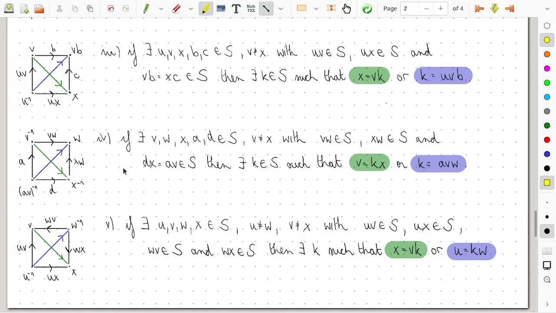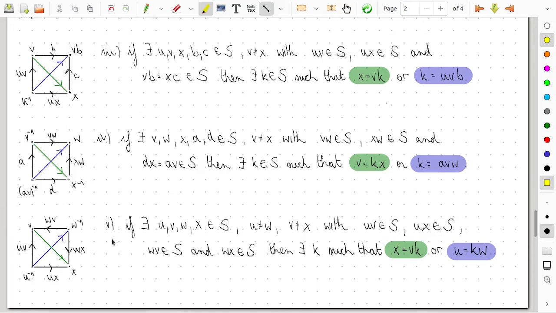The fourth condition is if there exist v, w, x, a, d in S, v is different from x, vw is in S, xw is in S, and dx equals av, and this is an element in S. Then there should exist a k in S such that v equals kx or k equals avw. This condition corresponds to this cycle here.